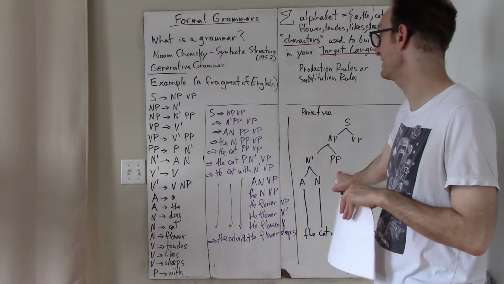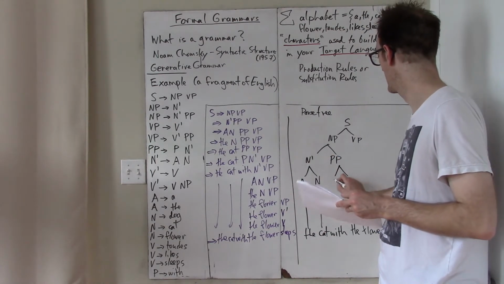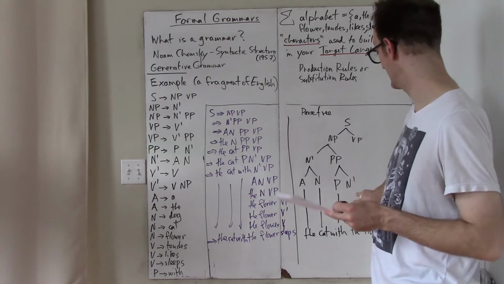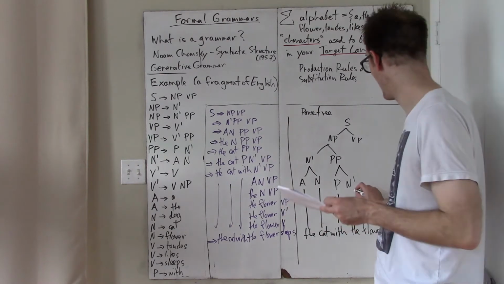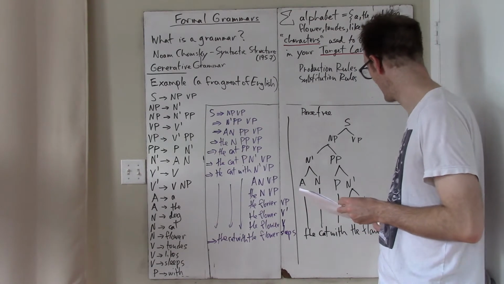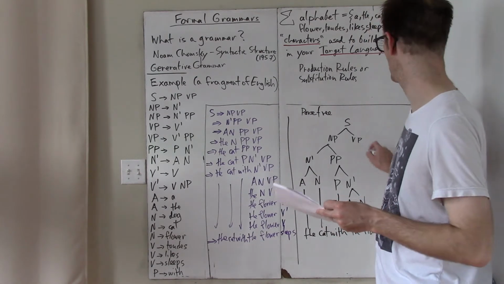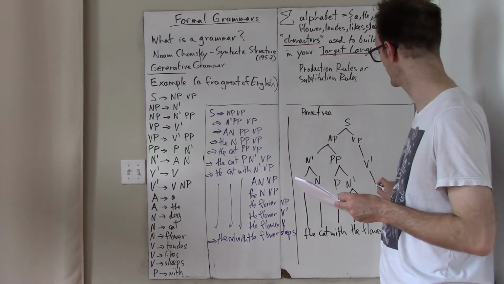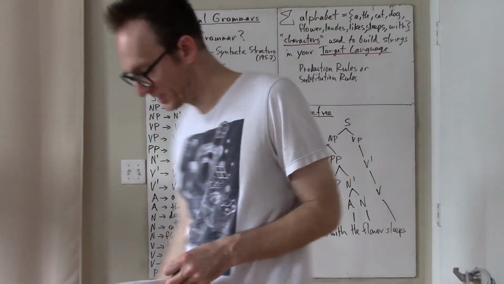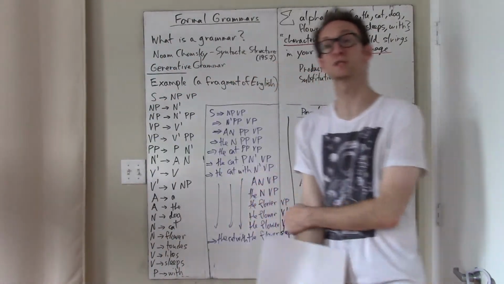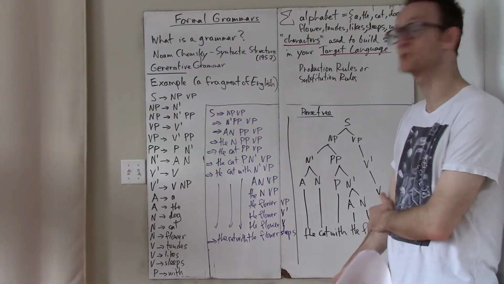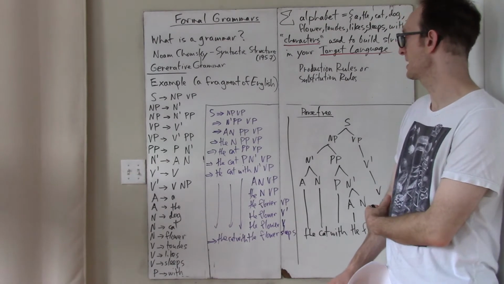This PP became P and an N prime. P became with, N prime became an A and an N. A was the, N was flower, and this VP, I guess, we used a rule that said V prime, and we used another rule that said V, and then that became sleeps. Okay, so this parse tree is a fully structured description of this string, showing the precise way in which this string was generated.